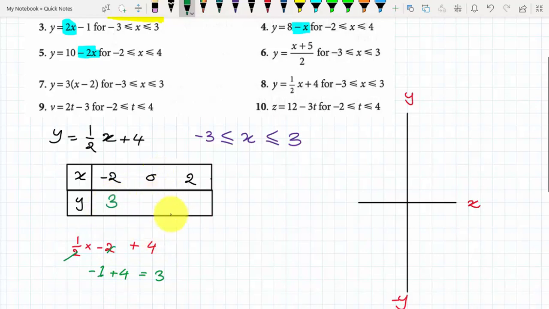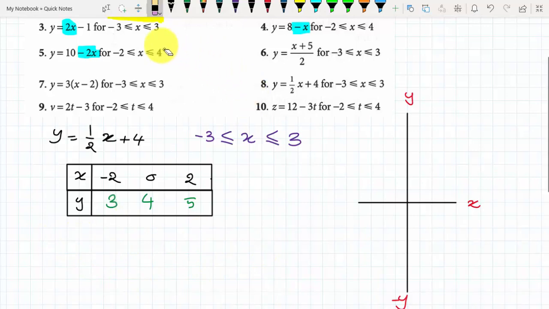If we put 0 in place of x, we will have 1 over 2 times 0, which is equal to 0, plus 4, it will be 4. And if we put 2 in place of x, we will have 1 over 2 times 2, which is equal to 1, plus 4 is equal to 5. Now we got 3 points. Let's plot them.